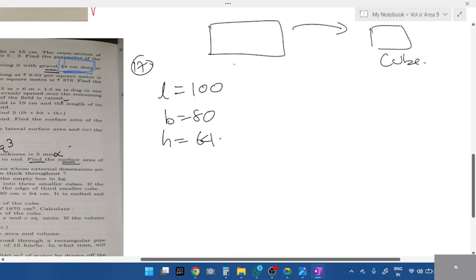I'll tell you how to solve this question. Whenever you're converting a cuboid into a cube or a cube into a cuboid, the common point for both is volume, students. We need to convert into volume. Remember, whatever you convert, you have to first find the volume.